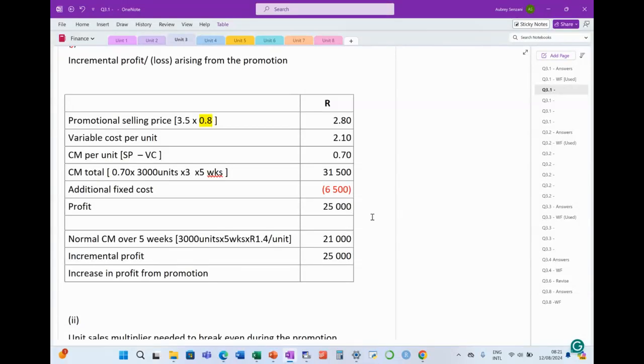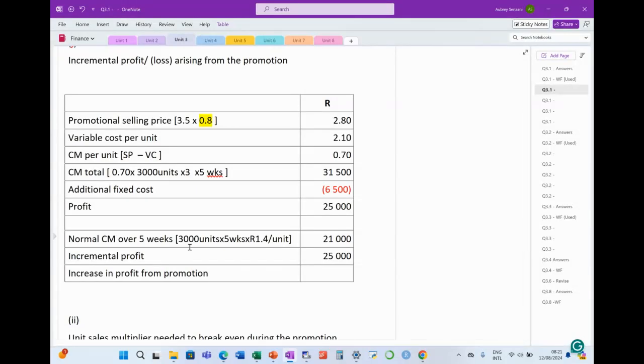Right? But again, the question, what did they ask? They said calculate the incremental profit or loss. So in other words, calculate whether there was a profit over and above what we would have realized had we not conducted the promotion. Okay, so we then now need to calculate what would have been our contribution margin without the promotion. So we then look at the initial table.